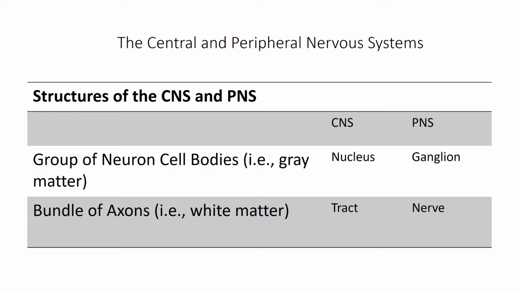Just a reminder that we have some of the same concepts in the peripheral and central nervous system, but we give them a bit different vocabulary because they have different functions and different shapes. So a group of neuronal cell bodies in the central nervous system is called a nucleus, and in the peripheral nervous system, we call it a ganglion. A bundle of axons in the central nervous system, we call that a tract. In the peripheral nervous system, we call it a nerve.